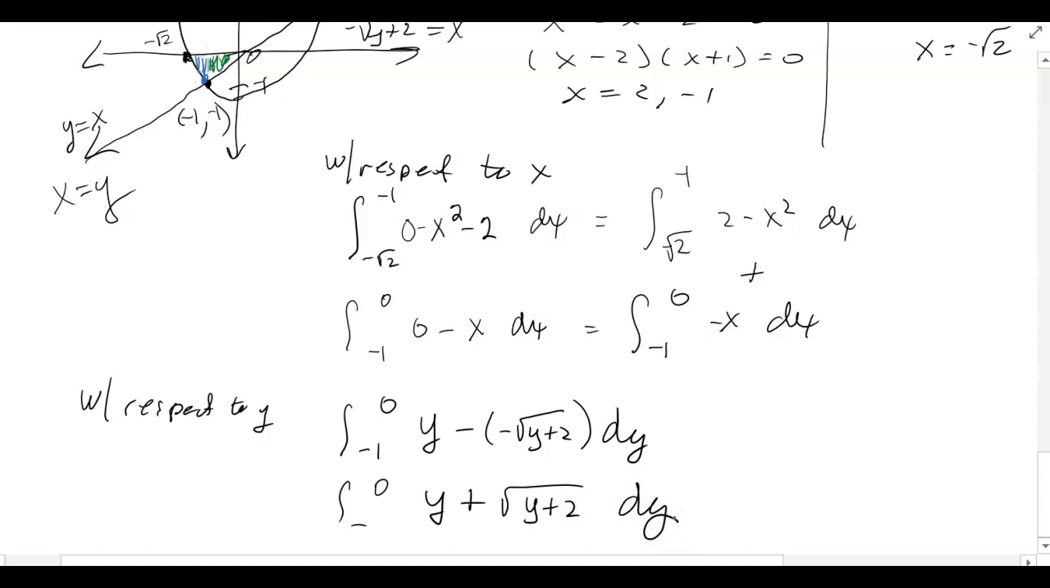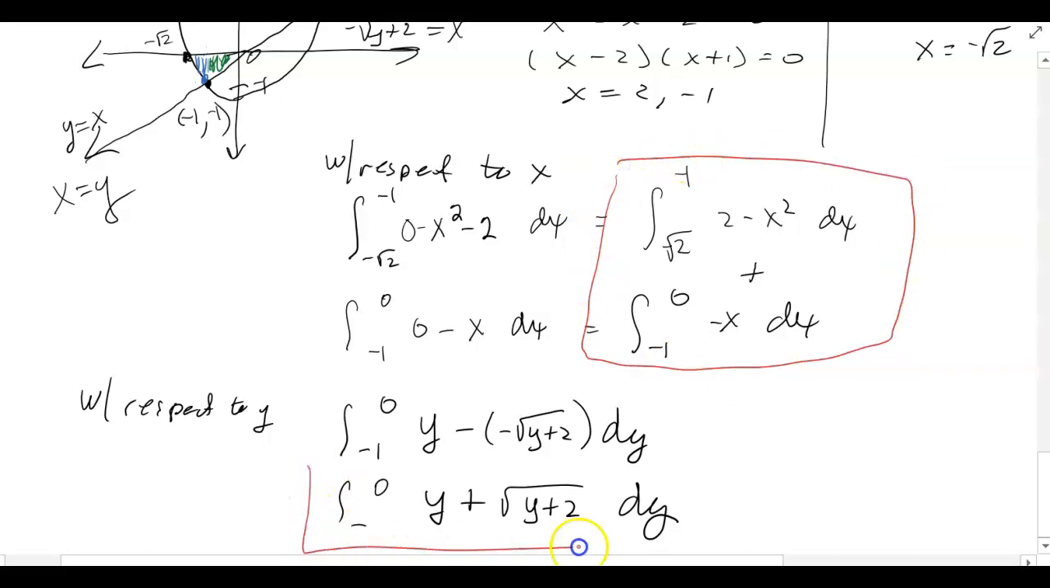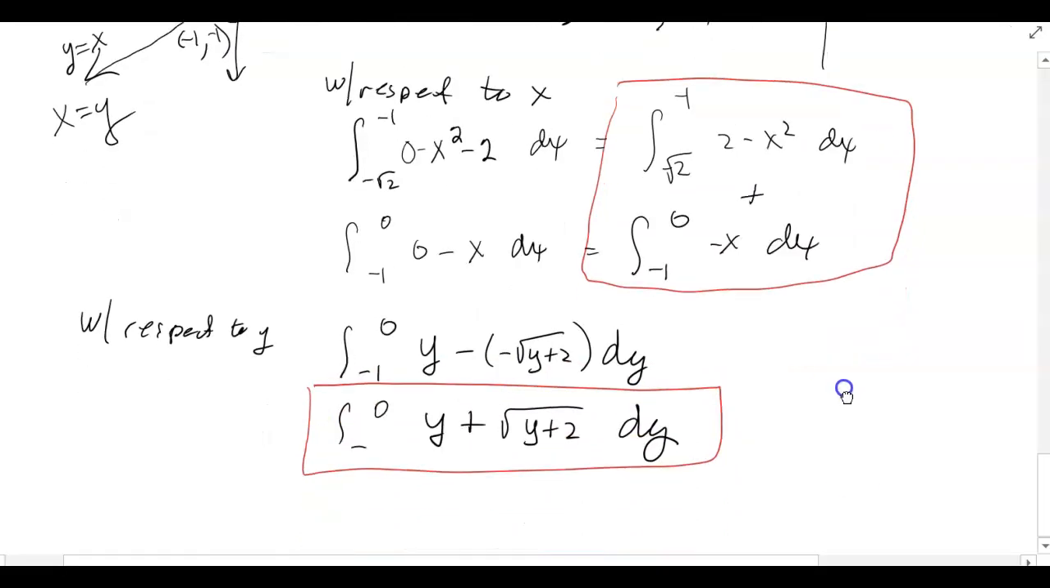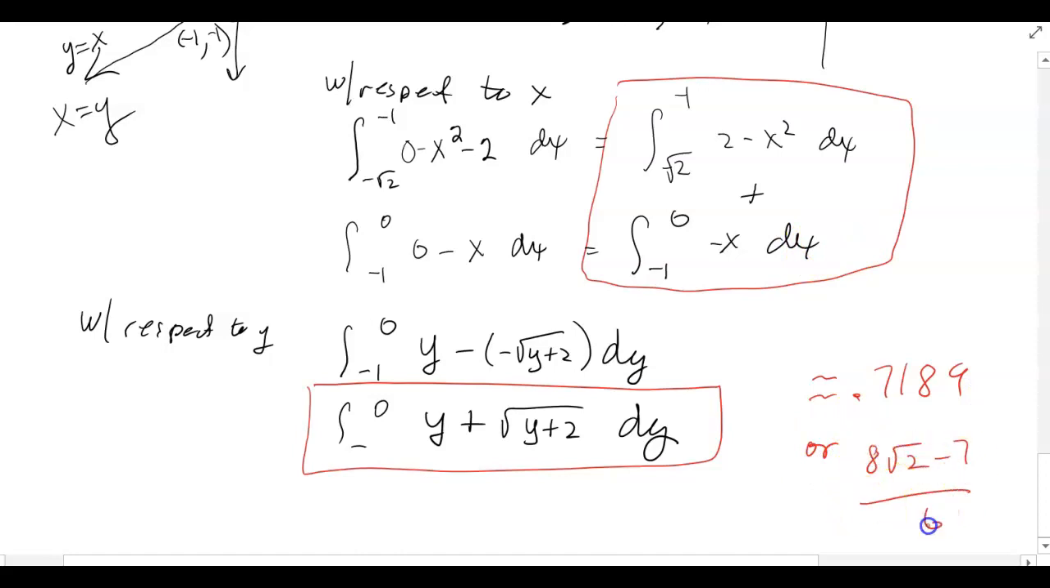And you can integrate both of these. So the idea is that this integral should be the same as that integral. And I will leave you to integrate each of them. The area does come out to approximately 0.7189, or if you do it with respect to x and leave it in terms of square root, it looks like this. Okay, so that's how we do region between curves.